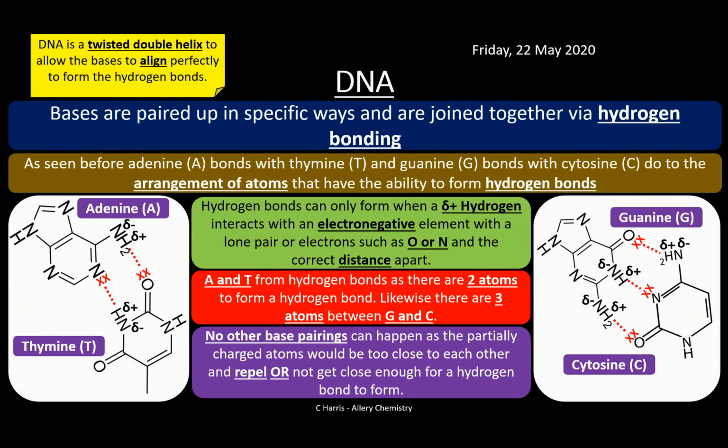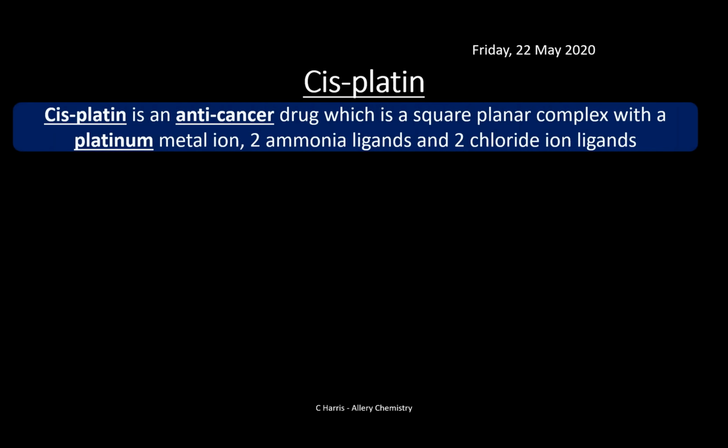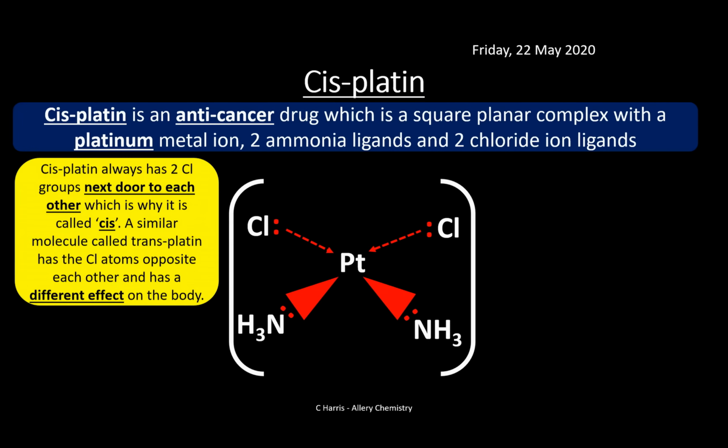Okay? Right, so let's look at the last part of the video, and this is where we're going to look at cisplatin. Okay, so remember we're talking about anti-cancer drugs, and you might have seen this in the transition metals video that I've done as well, where we looked at cisplatin in particular because it's got platinum in there, which is a transition metal. So cisplatin is an anti-cancer drug which has that square planar complex, remember, and it has a platinum metal ion in the middle, 2 ammonia ligands, and 2 chloride ion ligands surrounding it. So if you've seen that video, you'll be familiar with this.